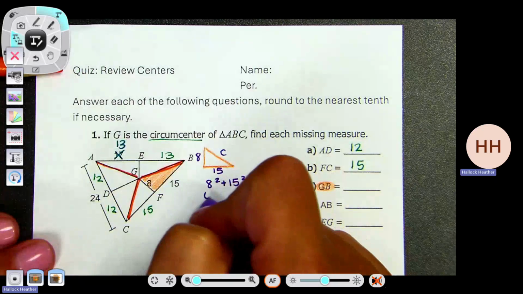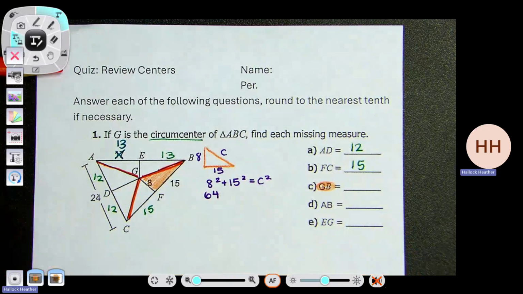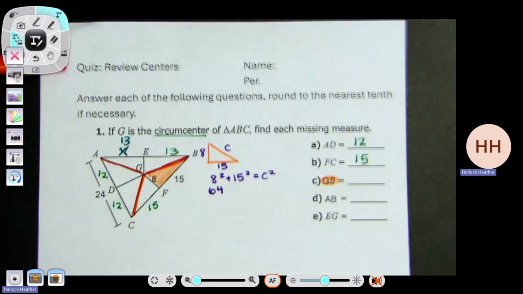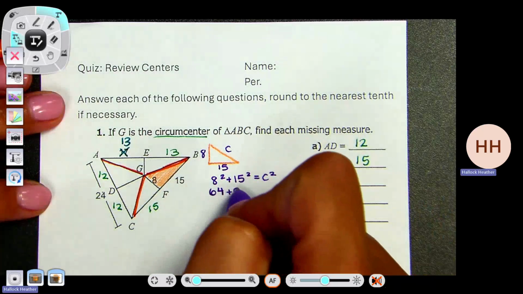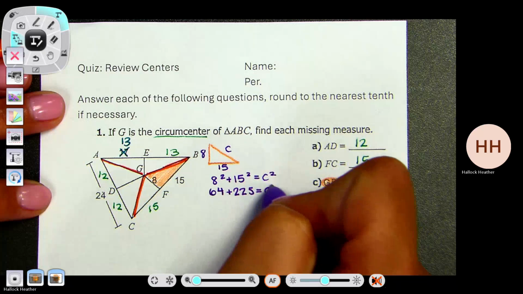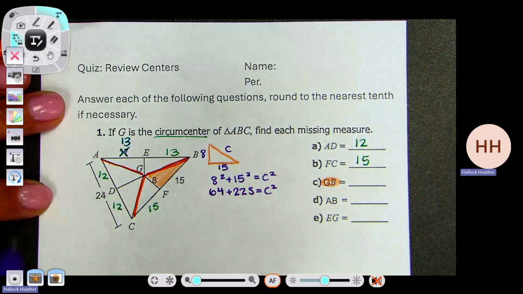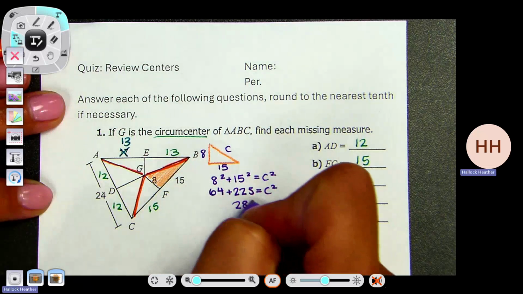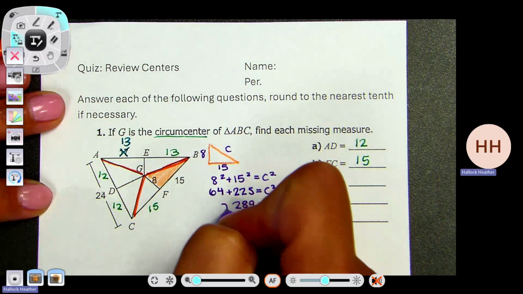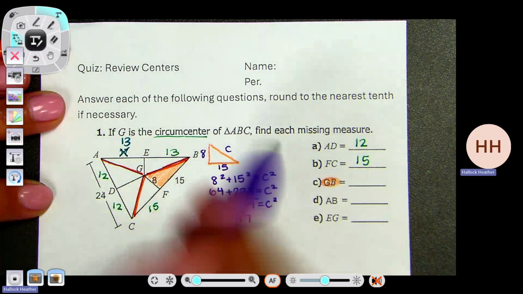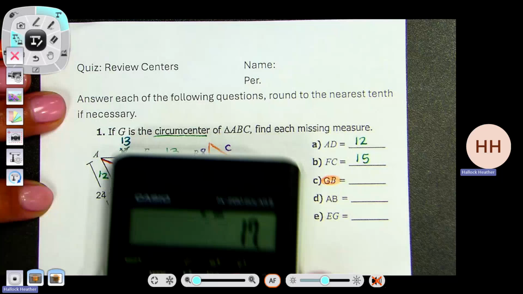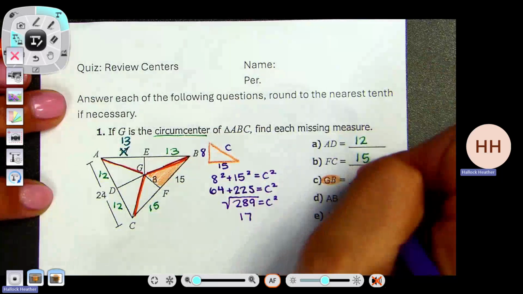8 squared is 64. 15 squared is 225. If I add 64 to that, 289. And then I square root it. So you end up getting 17, literally perfect as a whole number. So GB is 17.